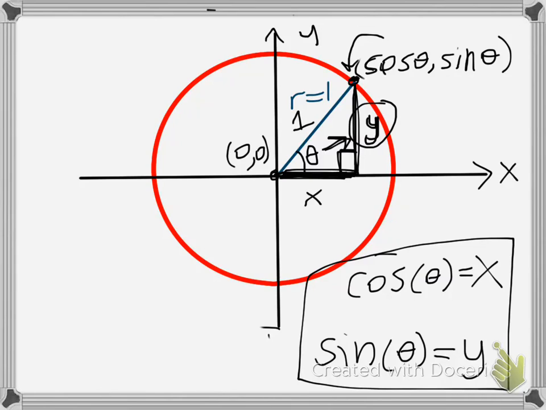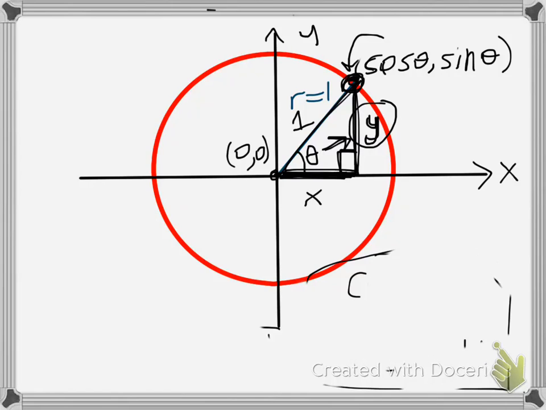So that means if we have any angle theta in this circle, then the x-coordinate of the point of intersection of the radius with the circle is cosine of theta, and the y-coordinate is sine of theta. Okay? So this is the unit circle. The x-coordinate is cosine of theta, and the y-coordinate is sine of theta.